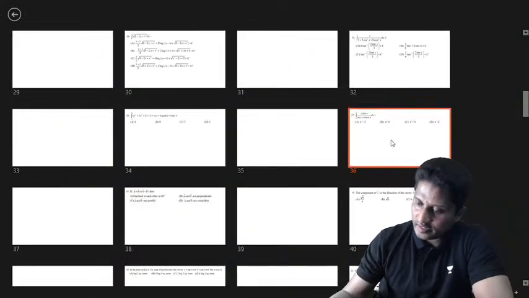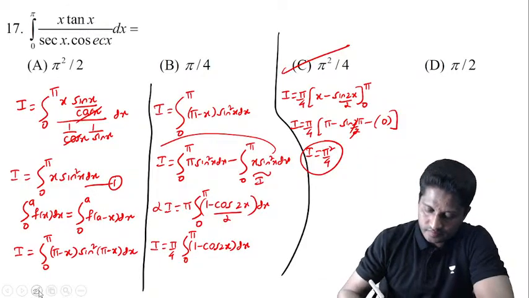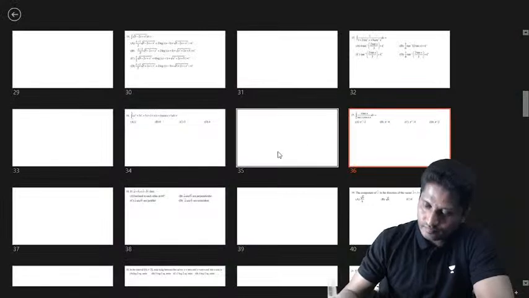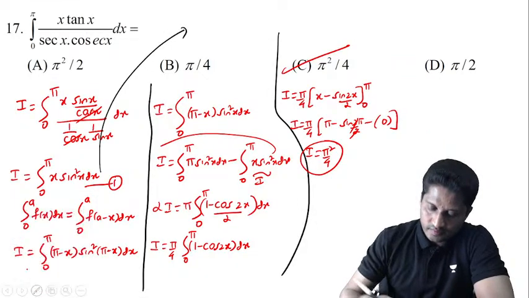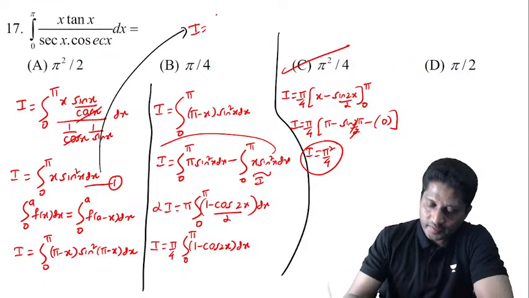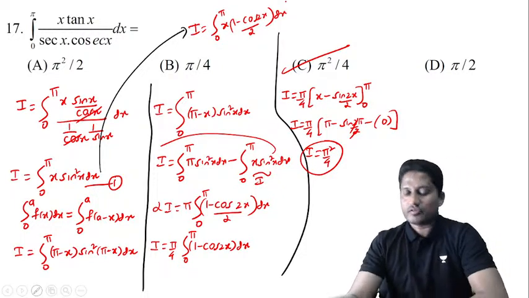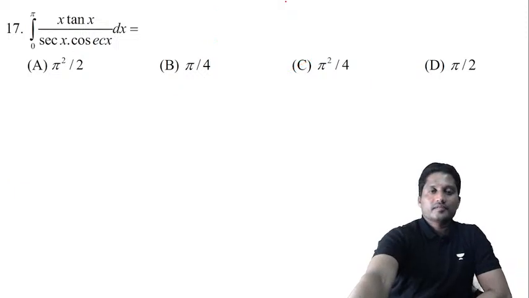Or you write sin square x is 1 minus cos 2x by 2. Let me just write here. Here itself you can write that I is equal to 0 to pi, x into sin square x can be written as 1 minus cos 2x by 2. Take half outside and use by parts. You still get answer pi square by 4 only.